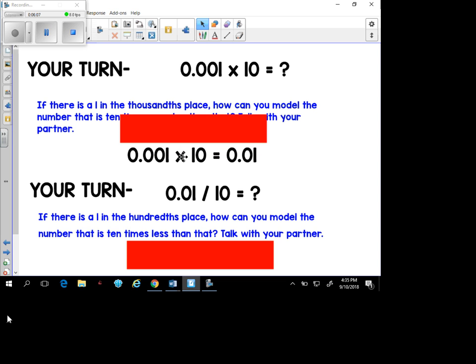You should get something like this. You should get 1/100th. Try again. Let's do it the other way. We've got 100th divided by 10. If there's a 1 in the hundredths place, how can you model the number that's 10 times less than that? Go ahead and hit pause again.